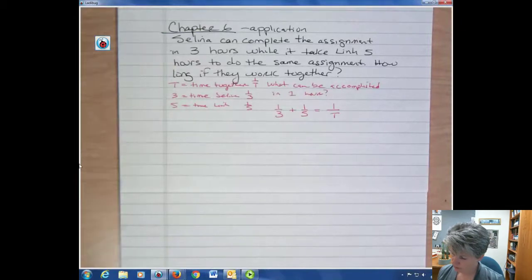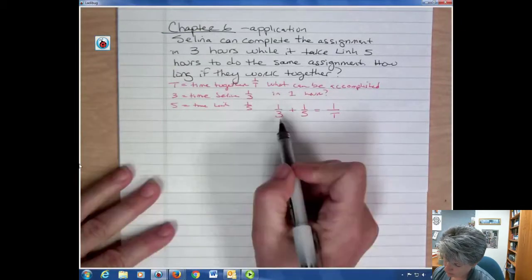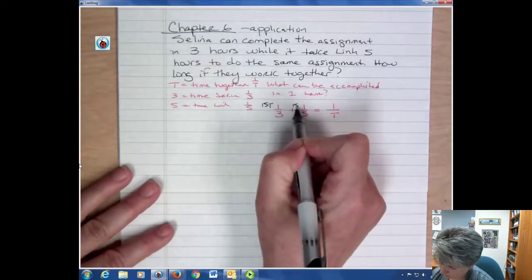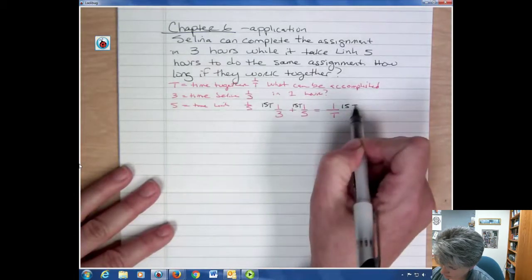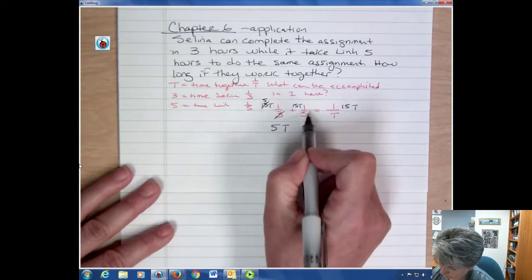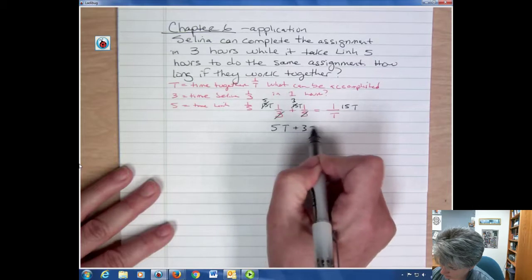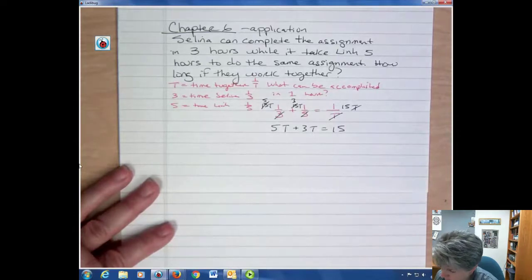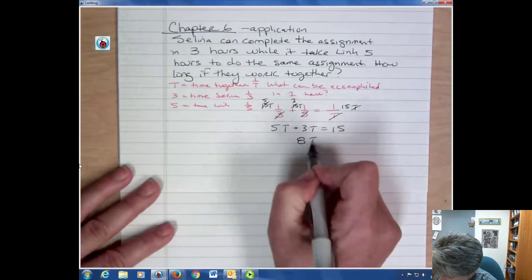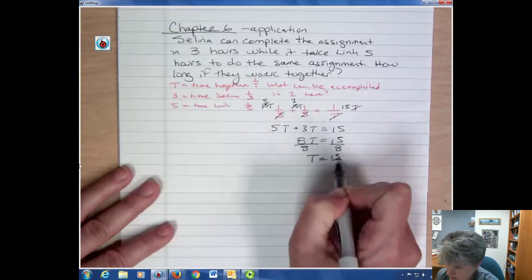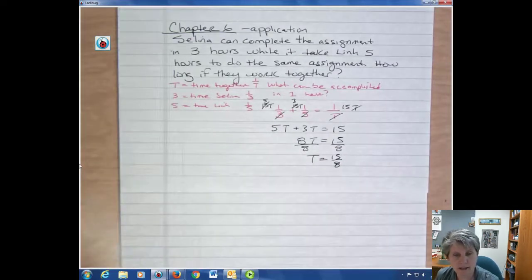So like the previous problem, we're going to find an LCD. 3 times 5 is 15, and we have t. So we're going to multiply everything times 15t. 3 goes into 15 5 times, so I have 5t. 5 goes into 15 3 times, so I have 3t. And the t's cancel over here, so I have 15. And then 3 and 5 is 8. And divide by 8. And time is 15/8. And if it asks for a fraction, you could divide that out and get that out. It's almost 2 hours, but not total.